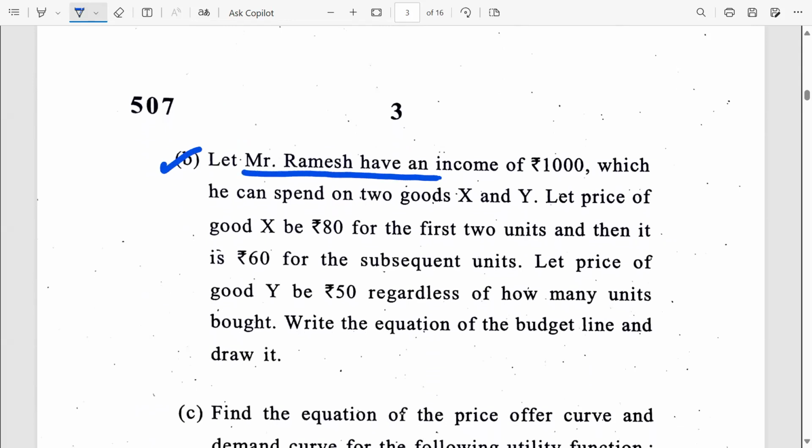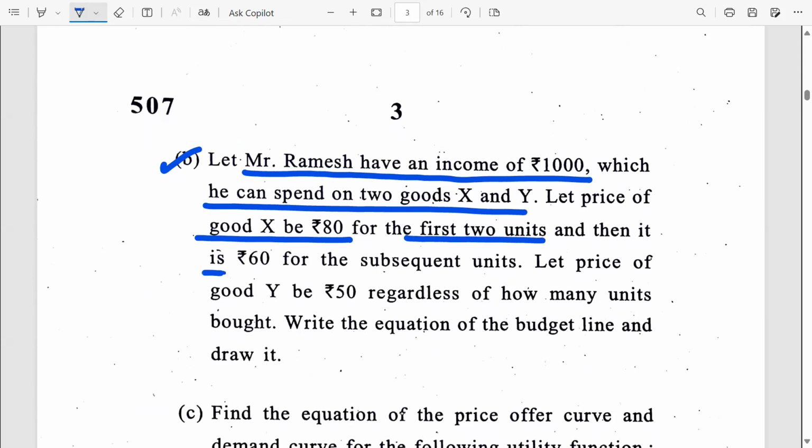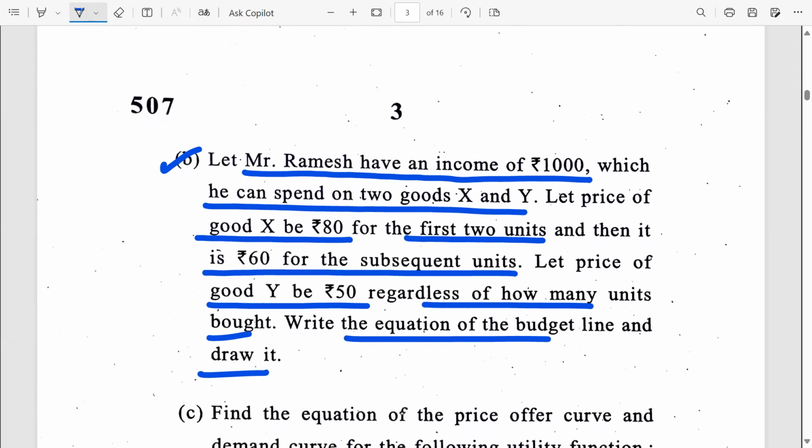Let Mr. Ramesh have an income of 1000 rupees, which he can spend on 2 goods X and Y. The price of good X is 80 rupees for the first 2 units and then 60 rupees for the subsequent units. The price of good Y is 50 rupees regardless of how many units are bought. Write the equation of the budget line and draw it. This is quite easy.